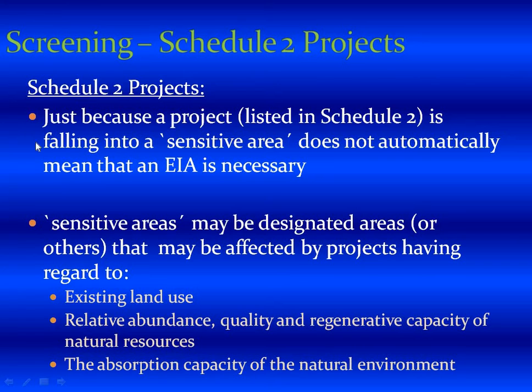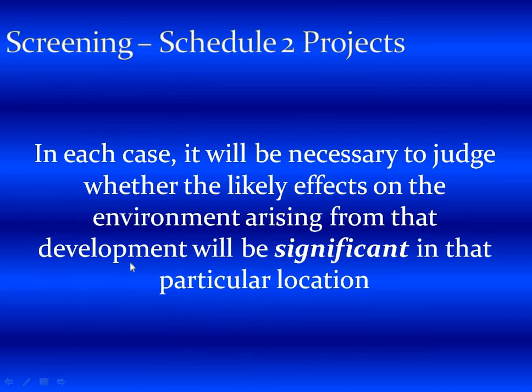Continuous screening. For Schedule 2 projects, just because a project listed in Schedule 2 is falling into a sensitive area does not automatically mean that EIA is necessary. Only falling in a sensitive area is not enough. You have to consider that the sensitive area may be designated as areas that may be affected by the projects, with regard to existing land use, relative abundance of quantity, and absorption capacity of the land. All these are considered. Only sensitive area is not sufficient. You have to also consider these parameters. If these are satisfied, then you go for Schedule 2 projects. In each case, that's why expertise is required.